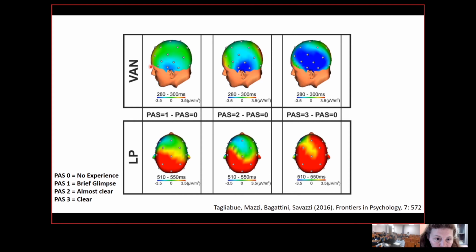So basically, the topography of these two components also tells us that they are doing different components of your perception. Here is the content of the perception. Here is the decision you are making on your perception.